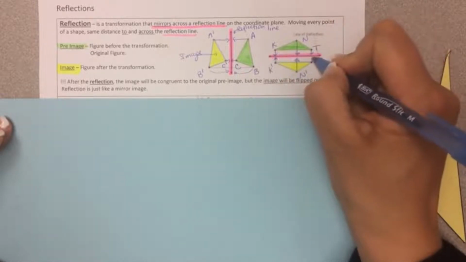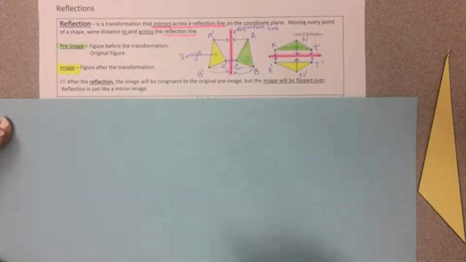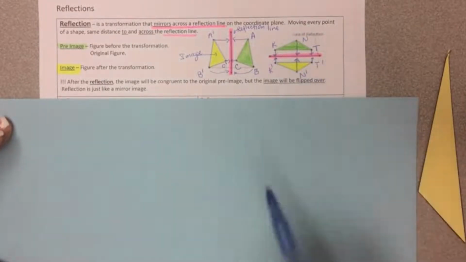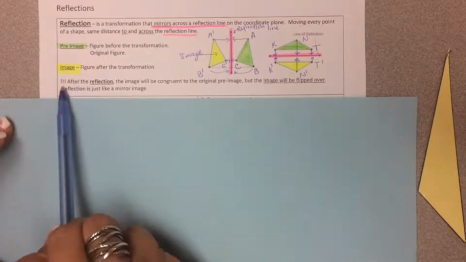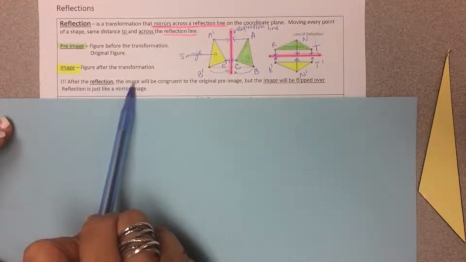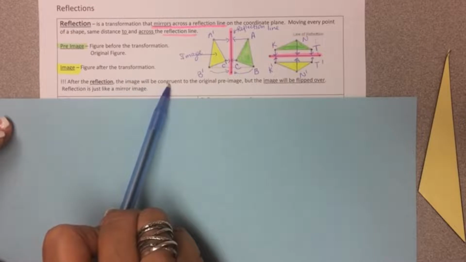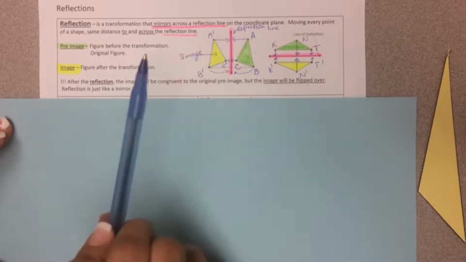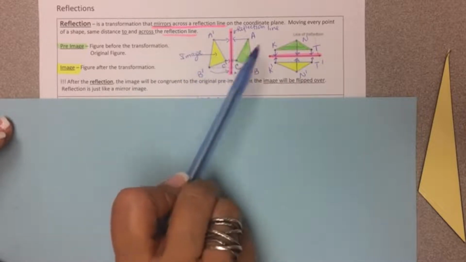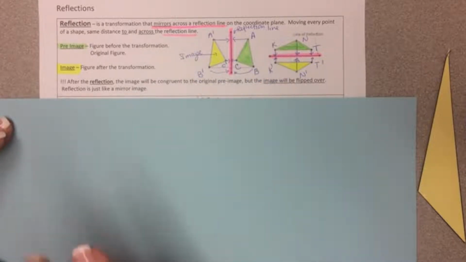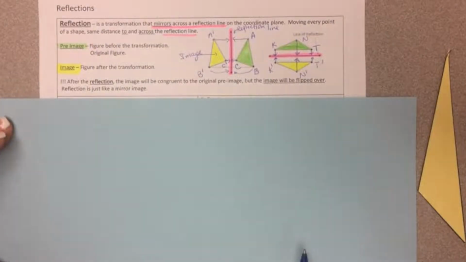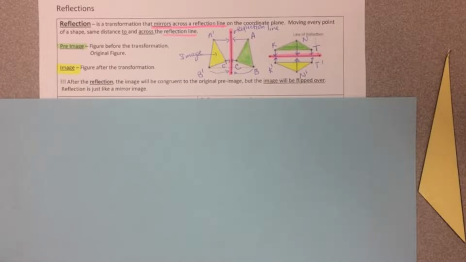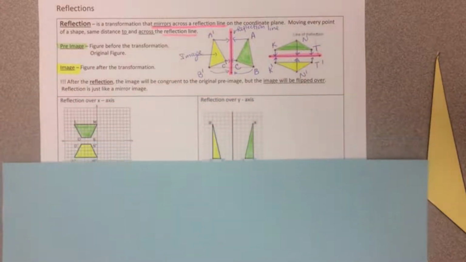So in order to draw a transformation, you basically need to count the number of units to the reflection line and then transfer it over. After the reflection, the image will be congruent to the original pre-image, but the image will be flipped over. So the shapes will always be the same size, but flipped over, reflected from each other. The reflection is just like the mirror image. A few examples to notice.